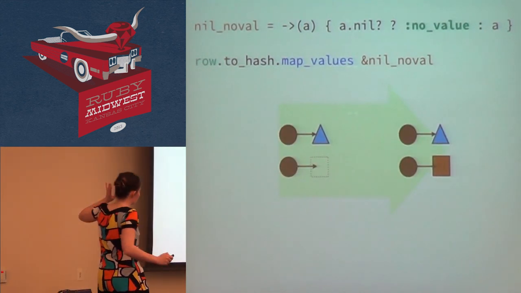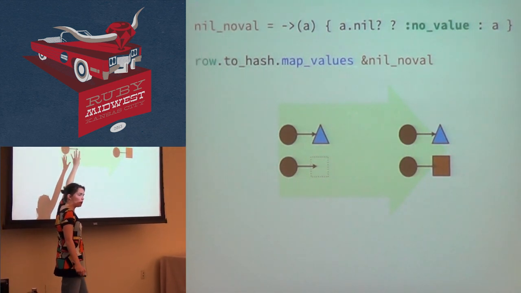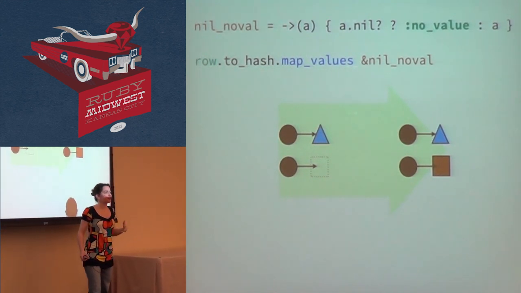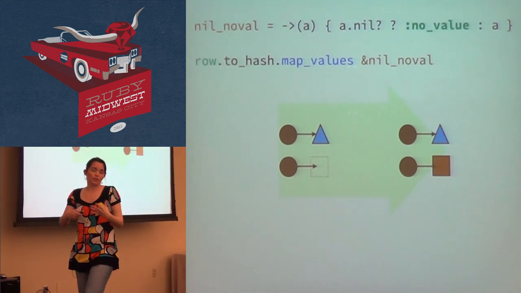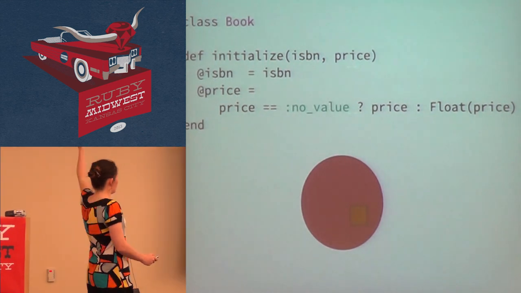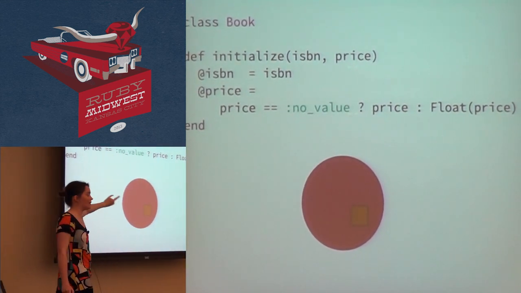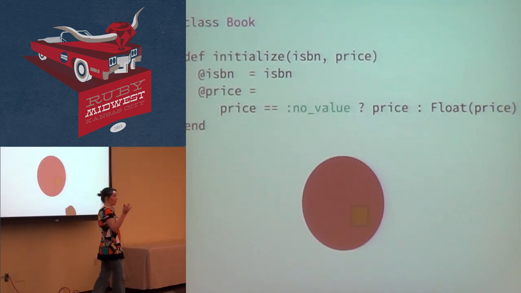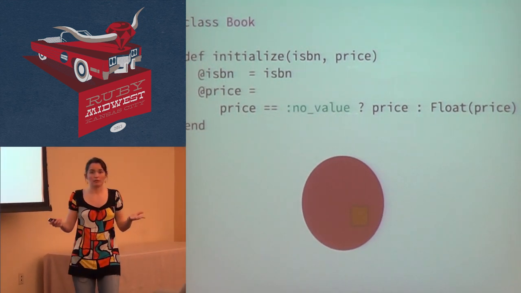So I'm just converting a key to nothing. This would be like, I have an ISBN column, but there's an empty field there, into a key to a symbol so that I can distinguish there is no ISBN column from there's just no ISBN in this row. And now, my book initialize method recognizes that a price might contain no value, and in that case, I need to retain that instead of converting it to a float. And what I get is a book with a hole in it. So I've got most of the information about the book, but not all of it, because it wasn't all there.